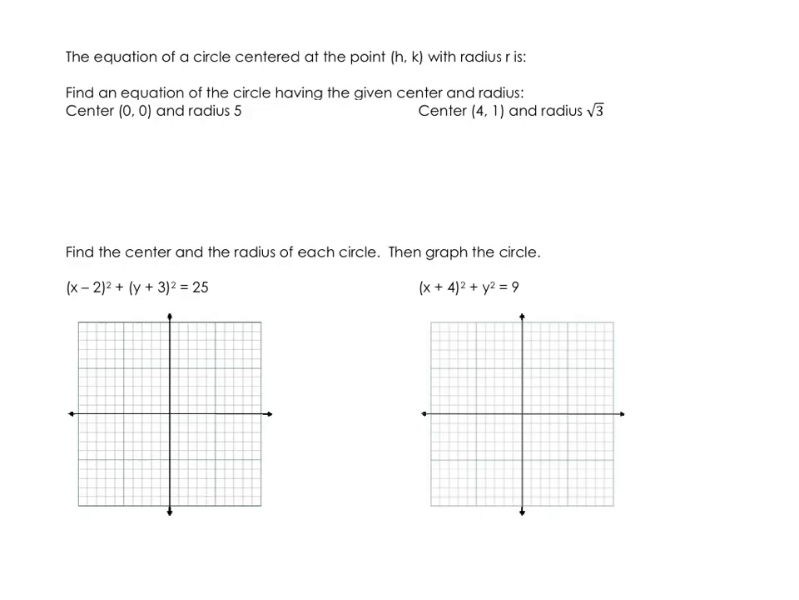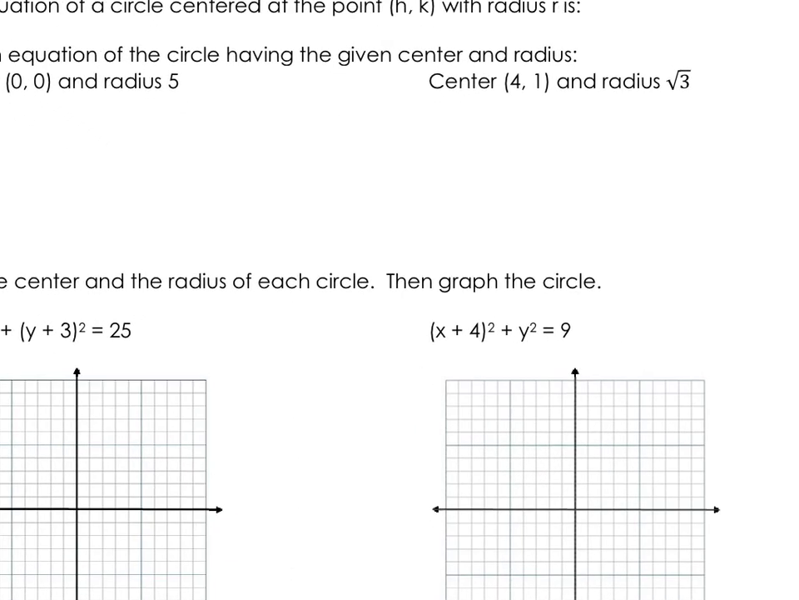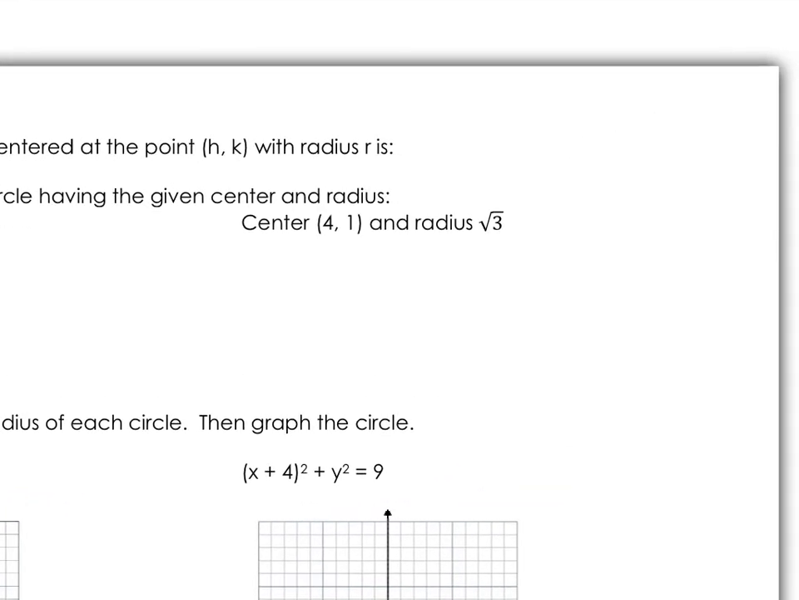The equation of a circle centered at a point h, k with radius r is, we'll just start with r squared, and we'll take our x minus the h value squared plus the y minus the k value squared. And that's our equation for our circle.